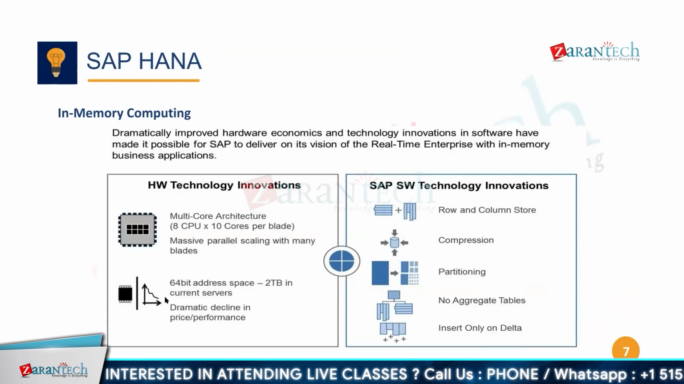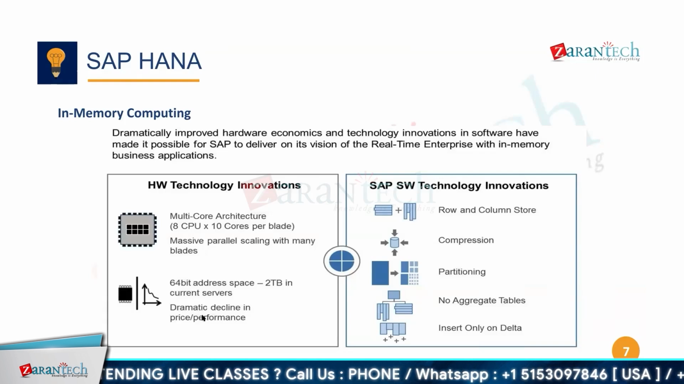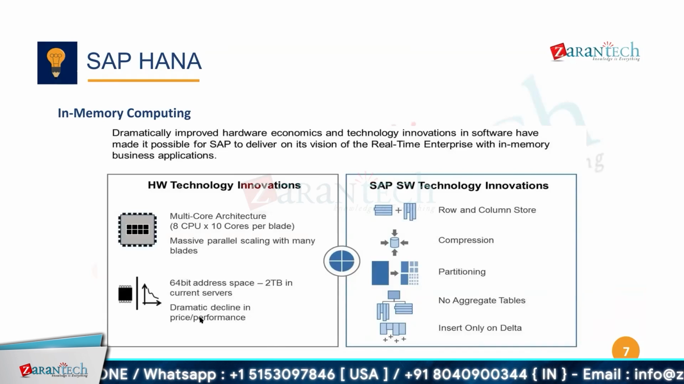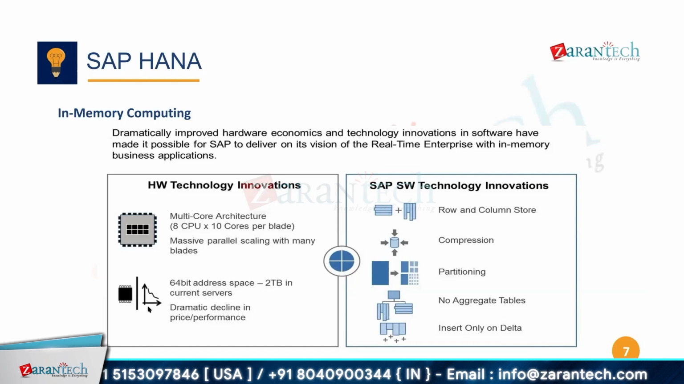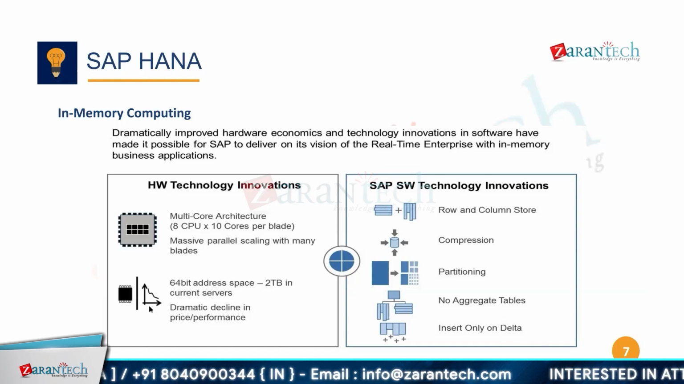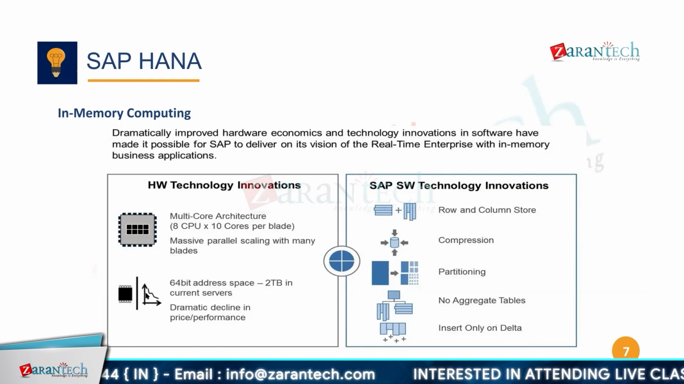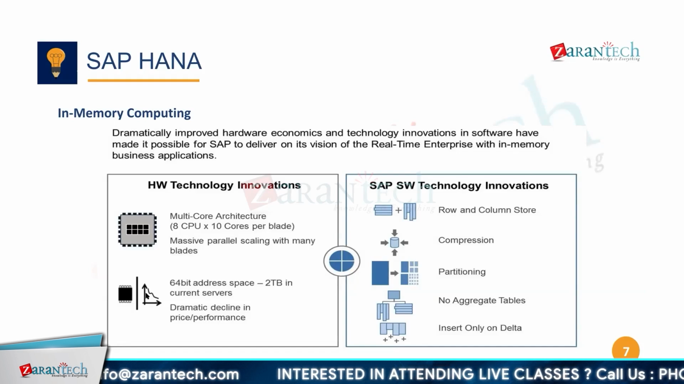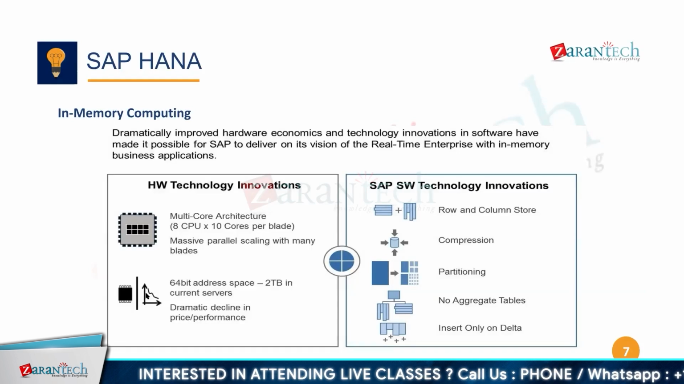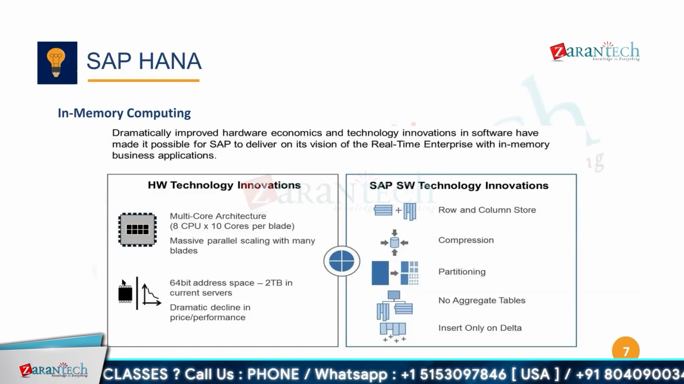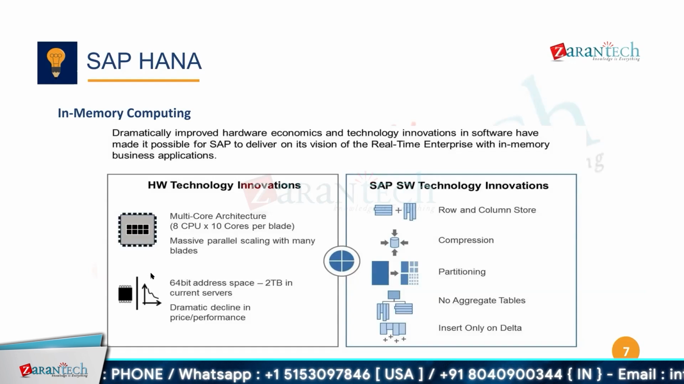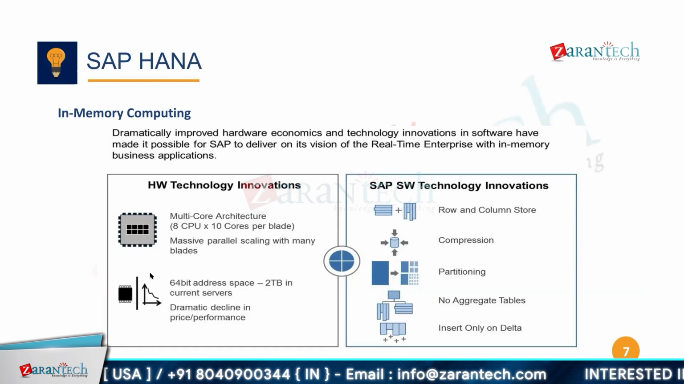Another thing is the dramatic decline in price for performance. Price for performance means, as I told, performance is nothing but RAM. So the price of the RAM reduced drastically. Earlier, just to increase the RAM by 4 GB, it used to cost some crores, especially on the server level. That pricing has been reduced a lot. Even though you see RAM pricing is a little bit higher now, it is still cheaper compared to 2012 and 2011.